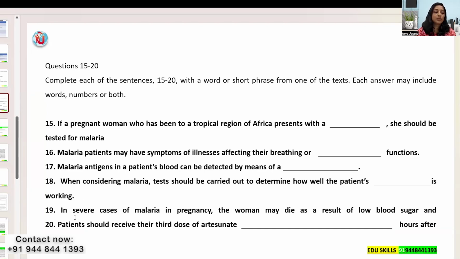The 19th one, in severe cases of malaria in pregnancy, the woman may die as a result of low blood sugar and dash. Then the last question, patient should receive their third dose of artesunate dash hours after admission.